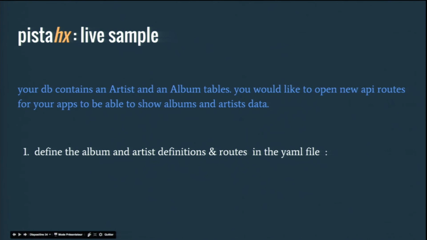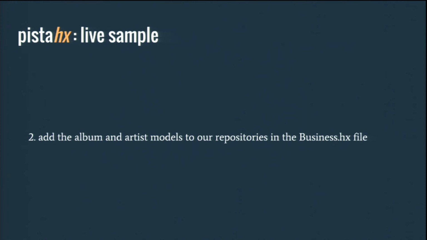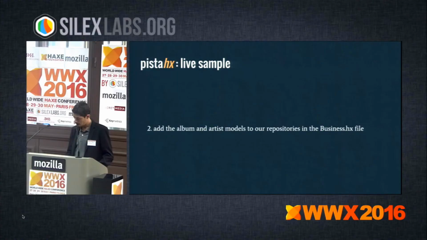Okay, we did this. Define the album and artist definitions and routes. We did this. Okay, we did this too in the business file. And we also did this. So now let's gulp run and see the result.